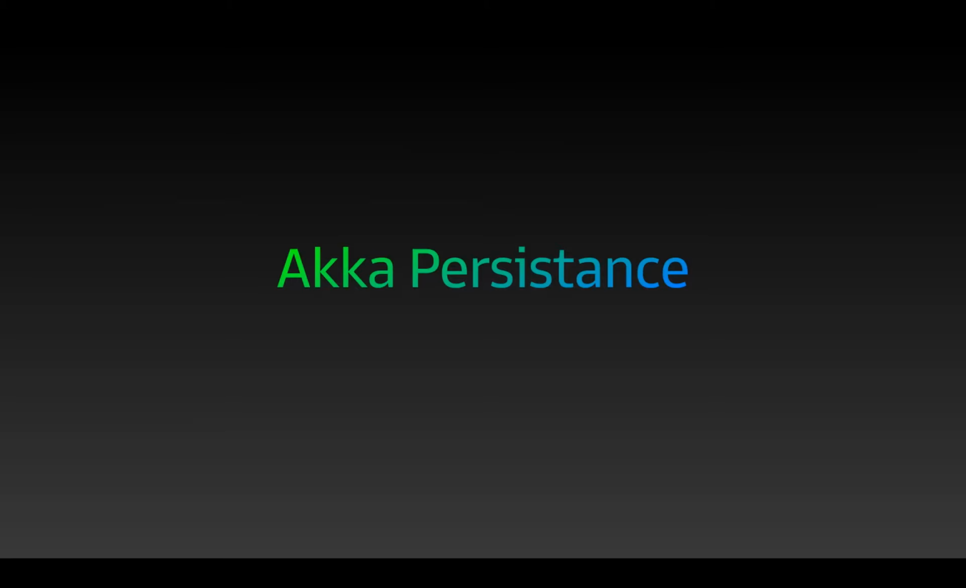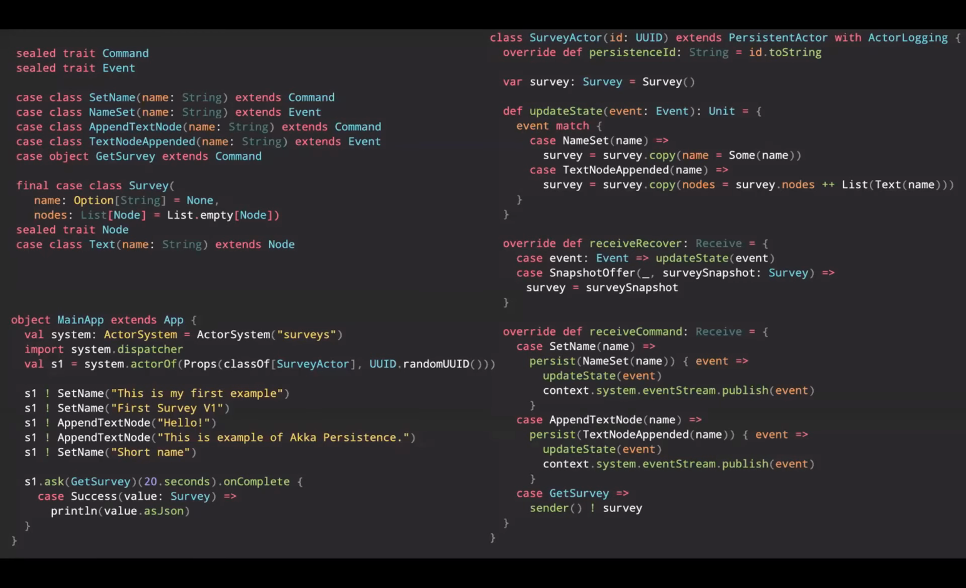And Akka Persistence is essentially a way of persisting actor state and actor messages to a journal. And that journal is usually either Cassandra or some other distributed data store. And it looks like this. And I'll quickly try to explain what we have here.